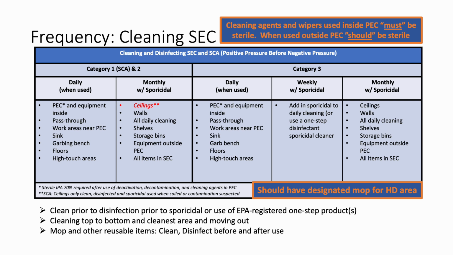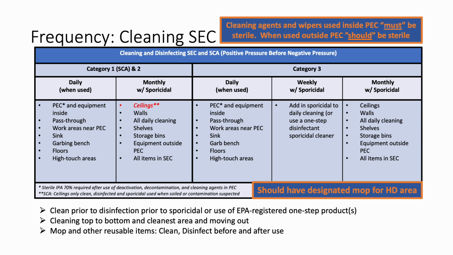So monthly with the sporicidal for category 1 and 2, we're going to clean our ceilings, then we're going to clean our walls. All daily cleaning will be included in monthly cleaning, including our shelves, storage bins, equipment outside the PEC, and all other items that are inside that SEC or secondary engineering control of that room. Just a side note for a segregated compounding area, ceilings don't have to be cleaned and disinfected unless they're noticed to be soiled.